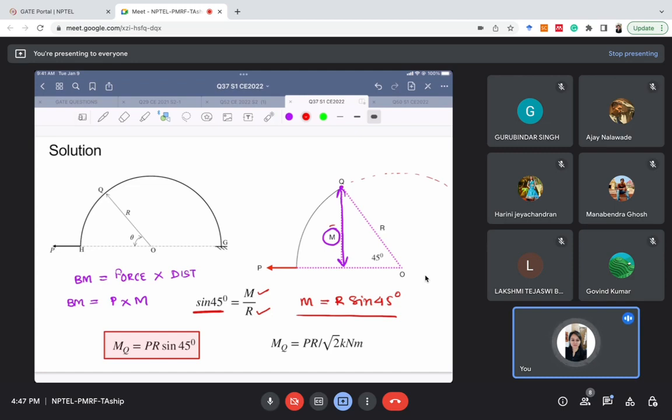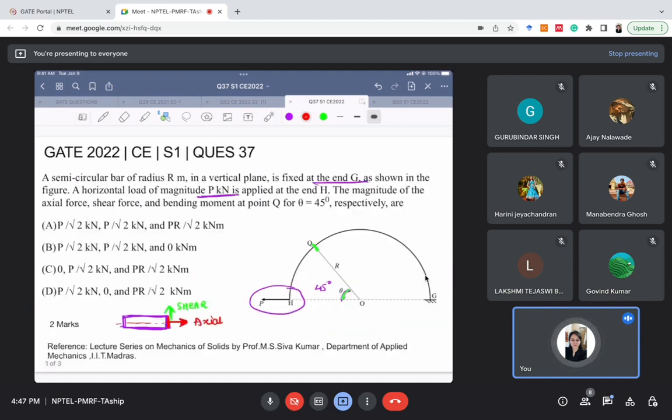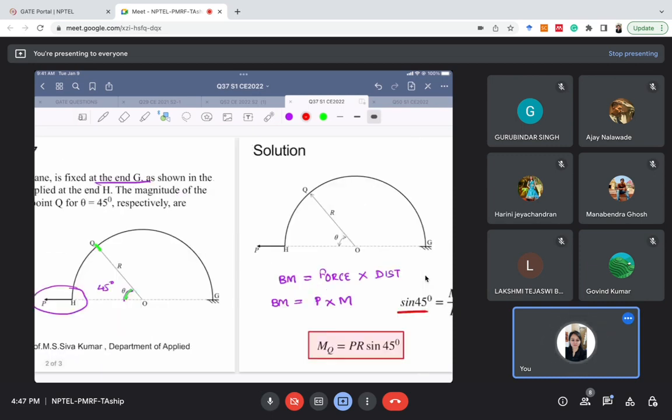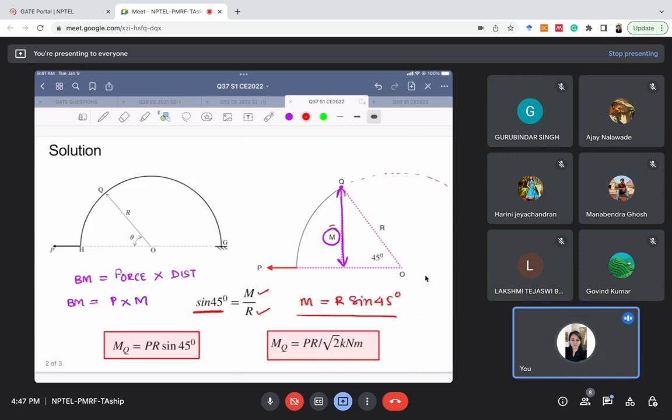What is the value of sine 45 degree? 1 by root 2. So we have got our answer as PR by root 2. So one of the values we have found out, that is PR by root 2 kilonewton meter. We have asked shear force, axial force and bending moment. Bending moment we have easily found out.